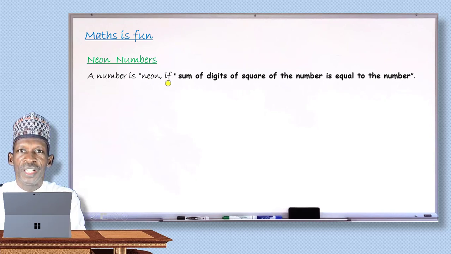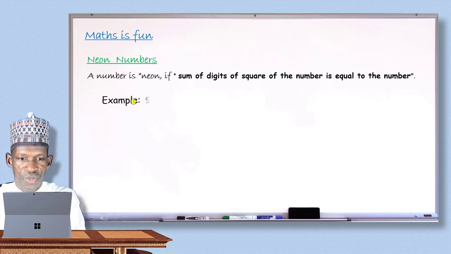That is, if you are to find the square of the number, and in the result of that square, you add those digits, what you get is the number back. That is your original number. Then that number is neon. Let's take examples of neon numbers. 9 is a neon number.